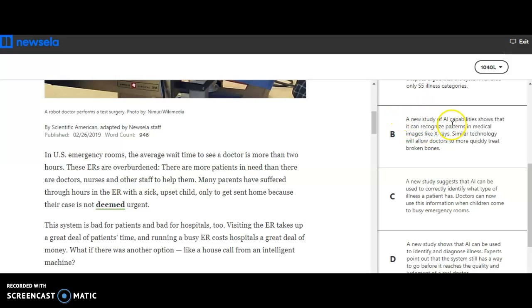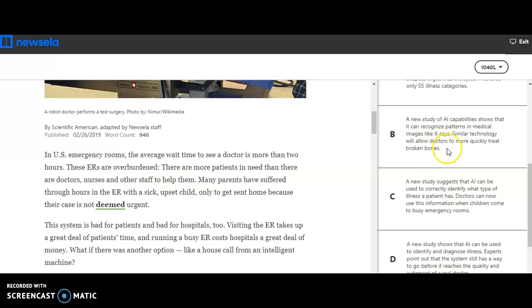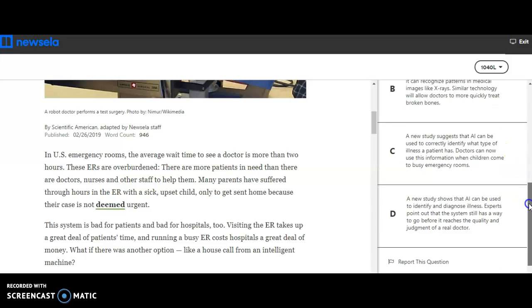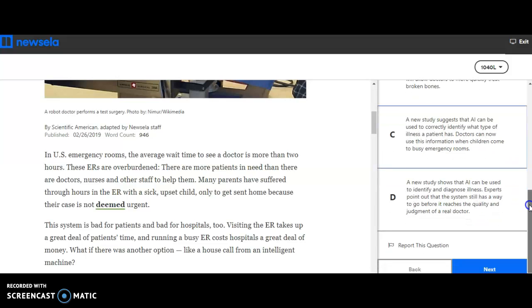Answer B: A new study of AI capabilities, or abilities, shows that it can recognize patterns in medical images like X-rays. Similar technology will allow doctors to more quickly treat broken bones. Does our article say anything about broken bones? Just think about that. C: A new study suggests that AI can be used to correctly identify what type of illness a patient has. Doctors cannot use this information when children come to busy emergency rooms.